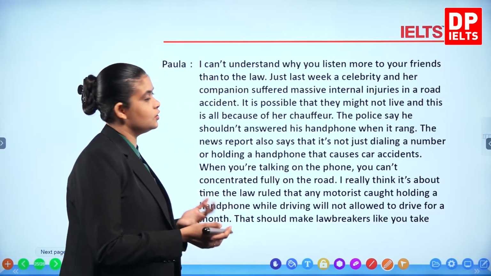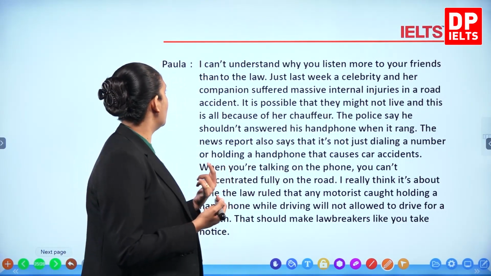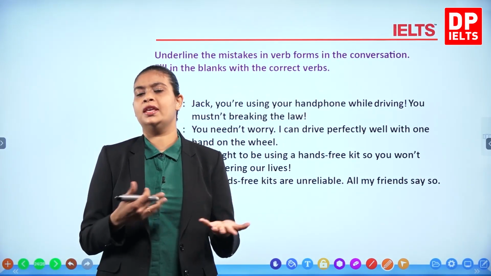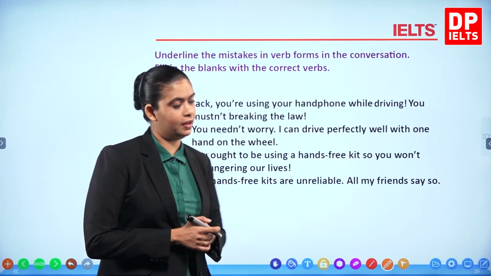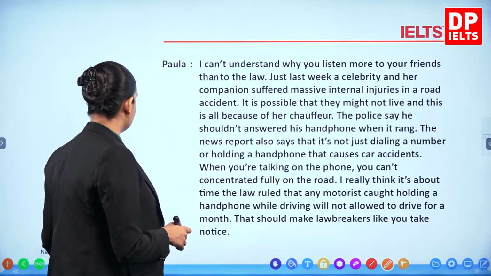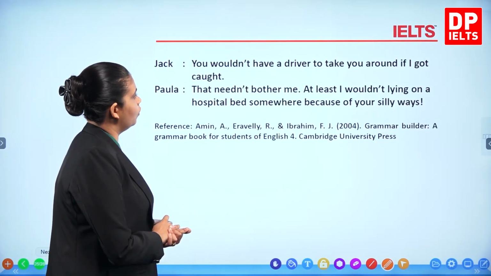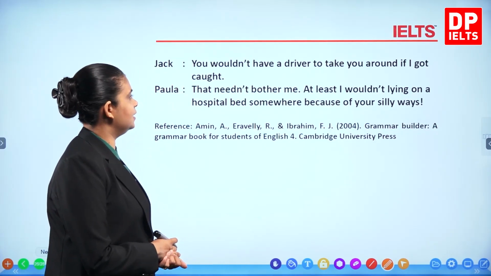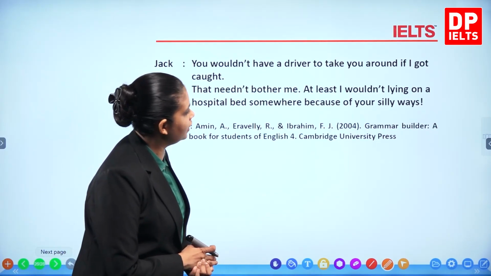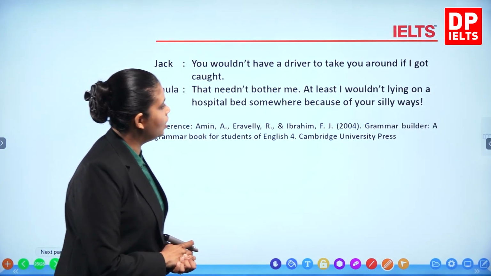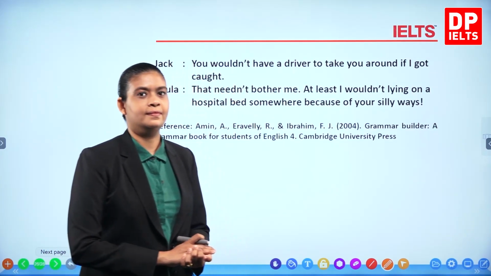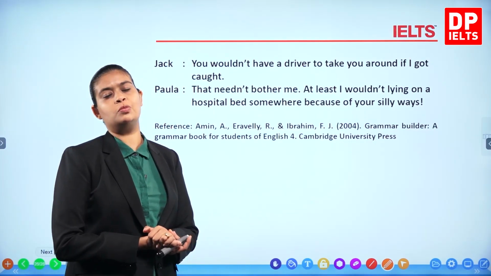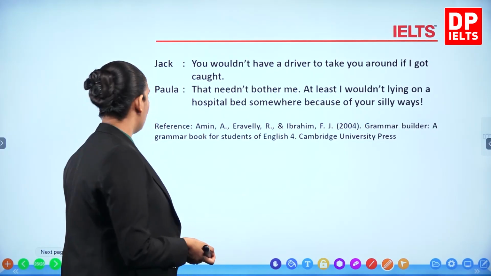Okay, so the conversation was between Paula and Jack, and they were talking about breaking the laws while driving. Okay, so go through it and tell me which ones do you think are wrong. You wouldn't have a driver to take you around if I got caught. That needn't bother me. At least I wouldn't lying on a hospital bed somewhere because of your silly ways. Okay? So think about which verbs should be changed. Which ones are wrong? Okay?